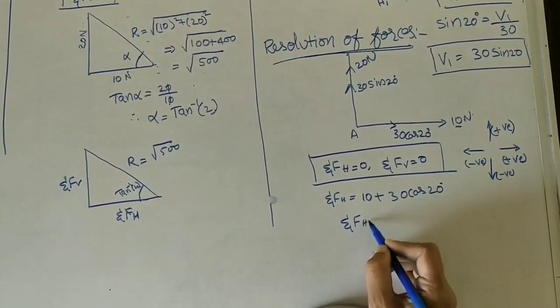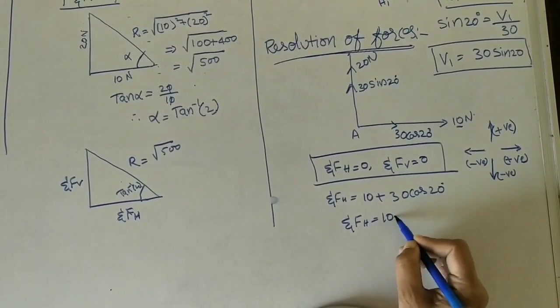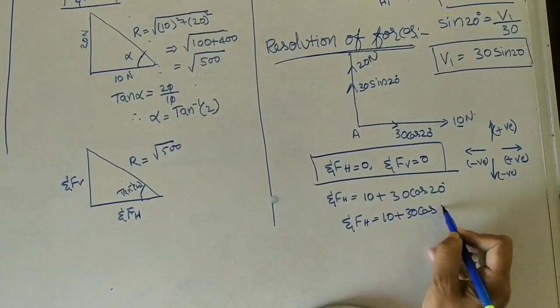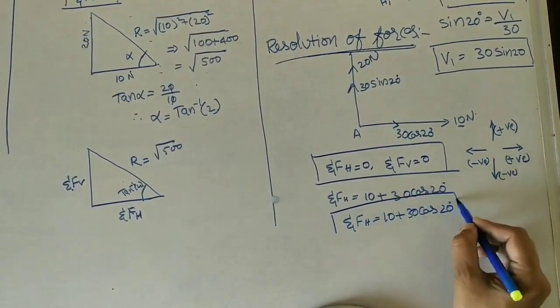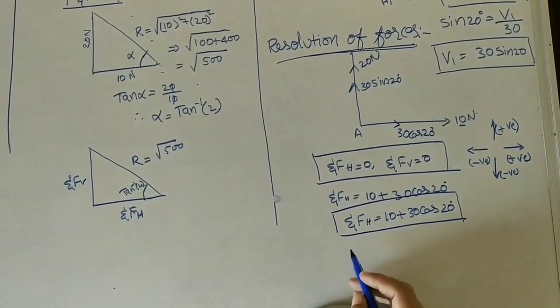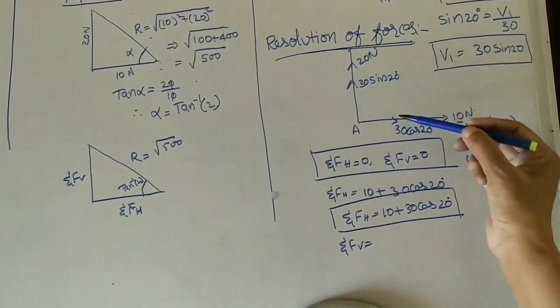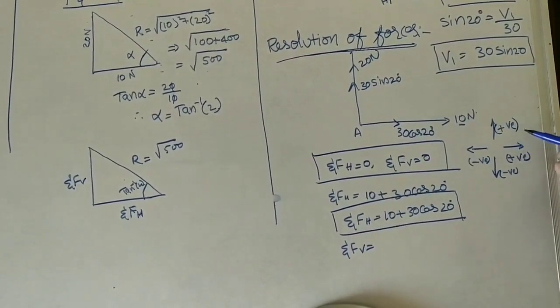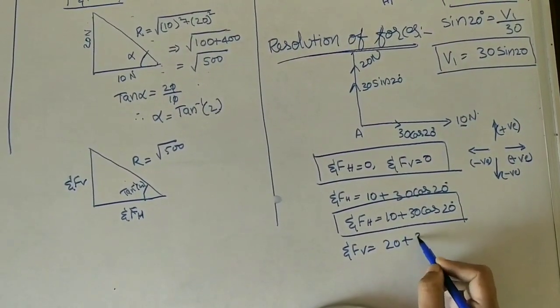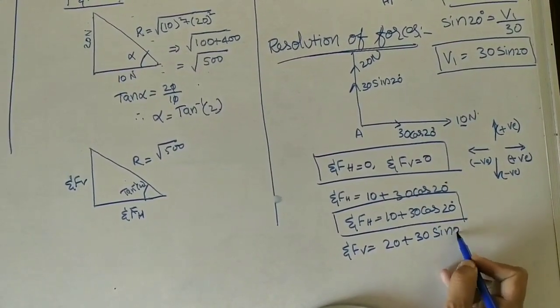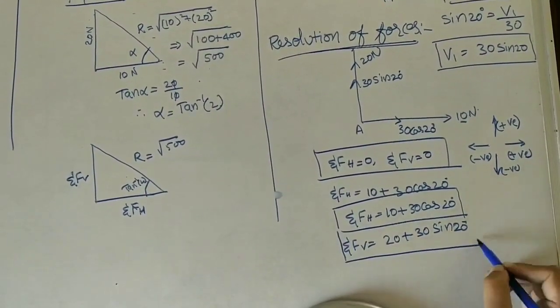We will get some value here, by using the calculator, 10 plus 30 cos 20. Now this value is the horizontal component. And similarly sigma Fv. What are the vertical components? These two, both are in upward direction. Upward direction means positive: 20 plus 30 sin 20. So by using the calculator we will get this value also.